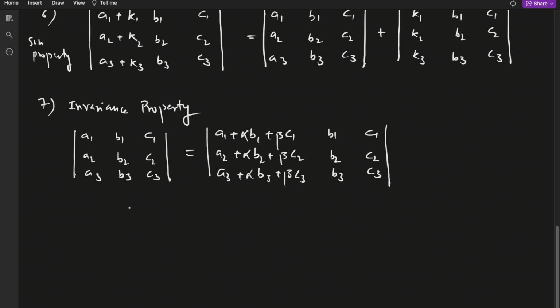All right. Also, for example, we have this matrix A1, A2, A3, B1, B2, B3, C1, C2, C3.